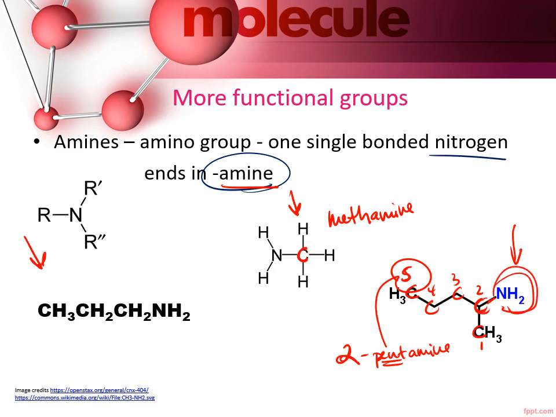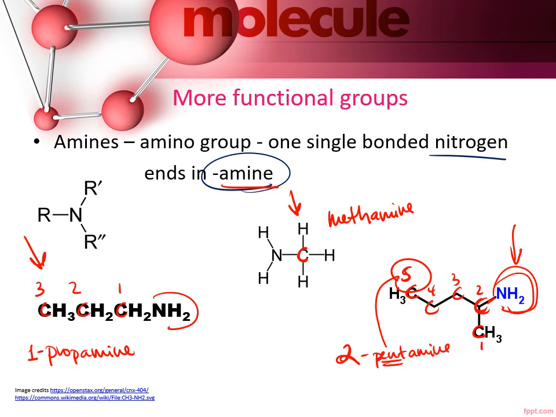Let's do this one over here. So I have 1, 2, 3 carbons, no branches. It looks like this NH2 is at the end, so that's super easy. Meth, eth, propamine. And we should clarify that the amine group is on carbon number 1.